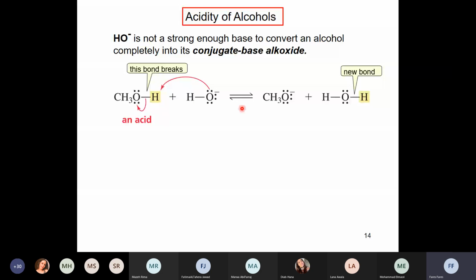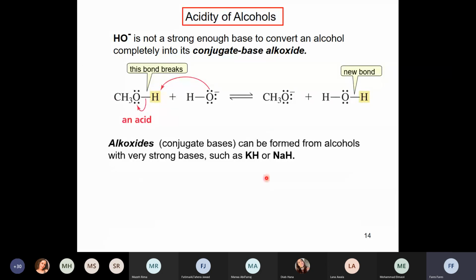طبعا we cannot convert an alcohol to its alkoxide conjugate base by using a base such as HO-, it is not strong enough. To convert an alcohol to its conjugate base, an alkoxide, we need to use a stronger base. Stronger base such as KH or NaH. As usual, let's remove the K plus from this compound. شو بيبقى معي? H minus, hydride ion. Let's remove the Na plus, which is useless. كمان بيبقى معي H minus. So فعليا, the H minus is a strong base that we're using to remove an H from an alcohol and to convert it to its alkoxide conjugate base.